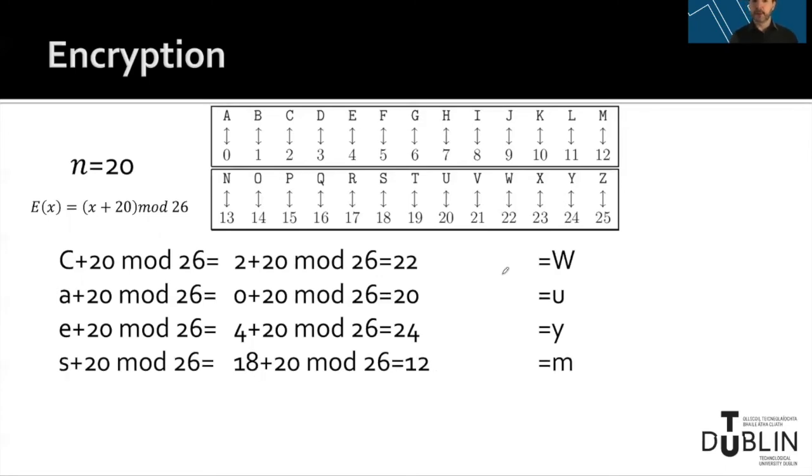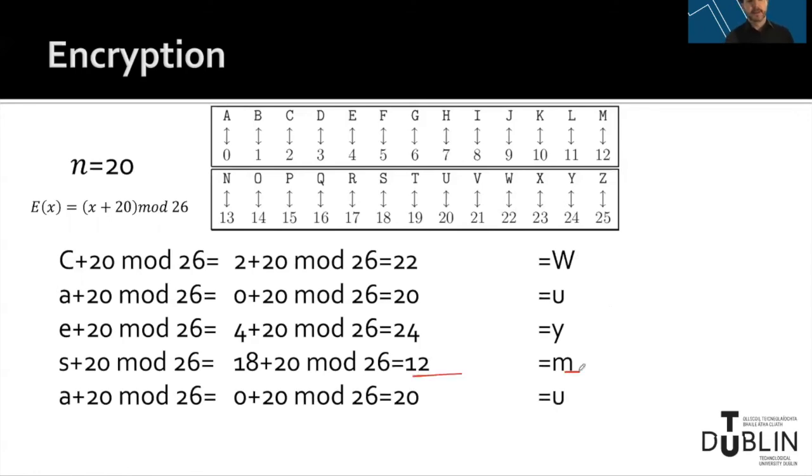S, now 18 plus 20 is 38. 38 minus 26 gives me 12. And that gets me my M. That's our wraparound nature of the function. Then once again with A, we go directly to U, and R is 17 plus 20. 17 plus 20 is 37. 37 minus 26 is 11, and that's where we get the L.